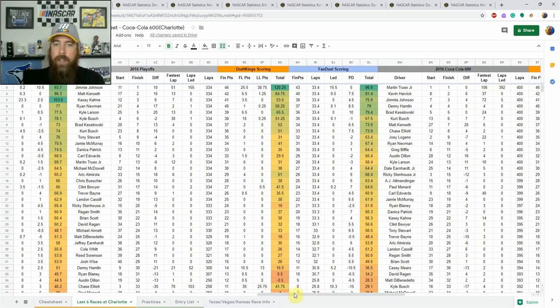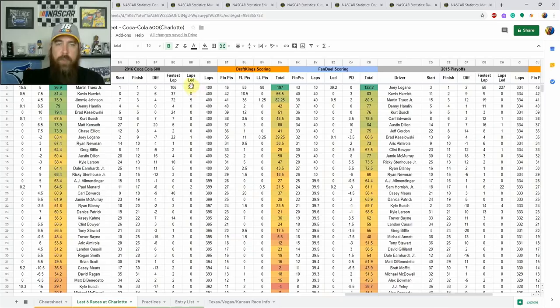Jimmy Johnson, when he won, led 155 laps. Martin Truex Jr. absolutely dominated the Coke 600 in 2016, leading 392 laps. And then Joey Logano led 227 laps in the 2015 playoffs. He started from the third position. So usually the winner is going to get a lot of dominator points.